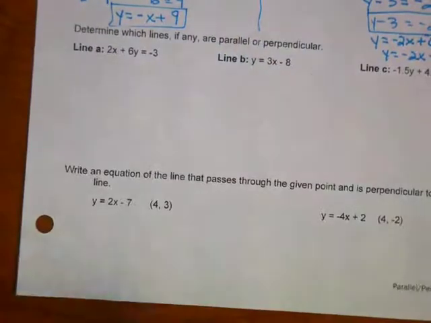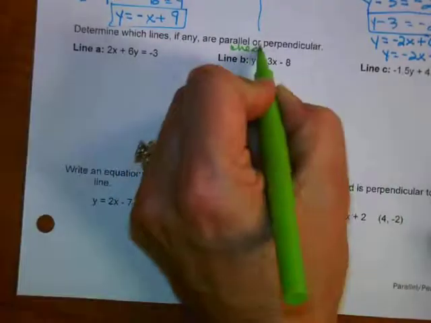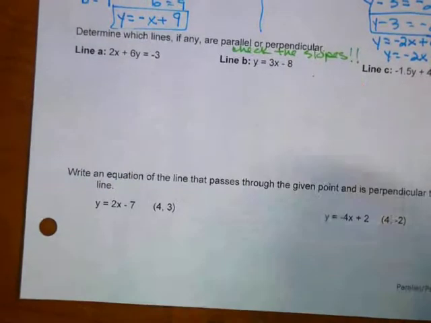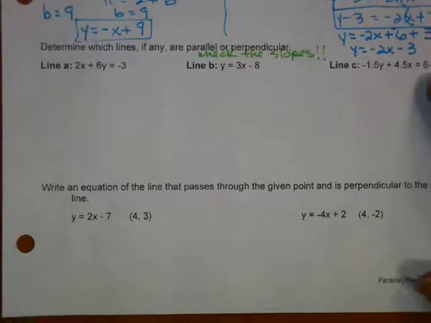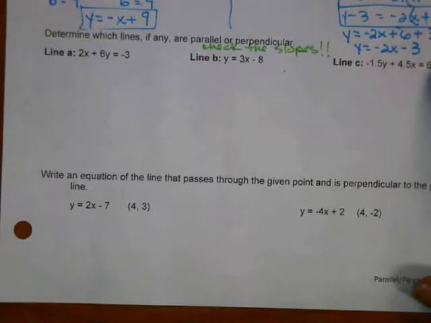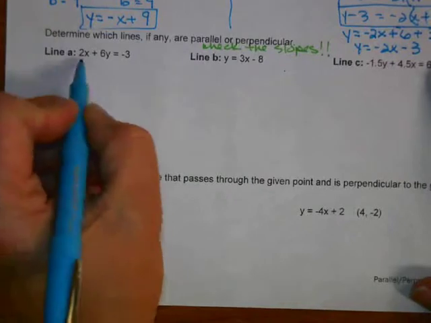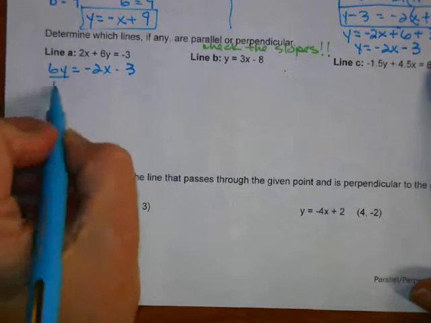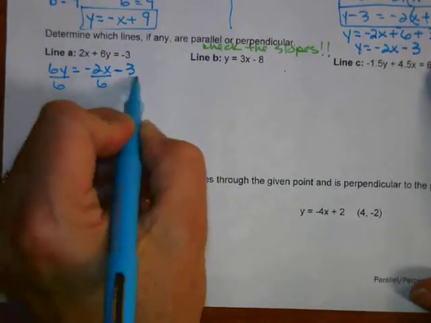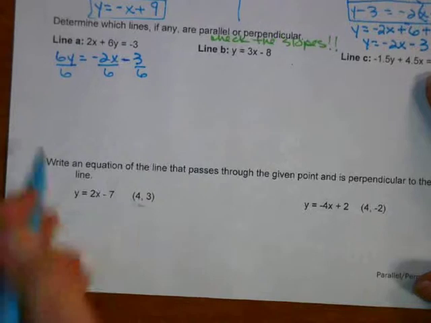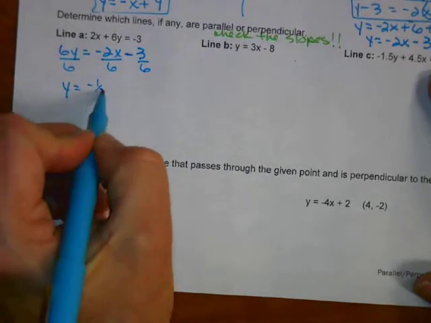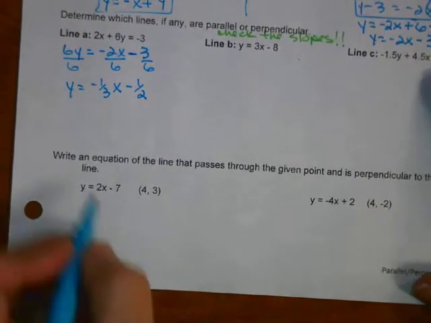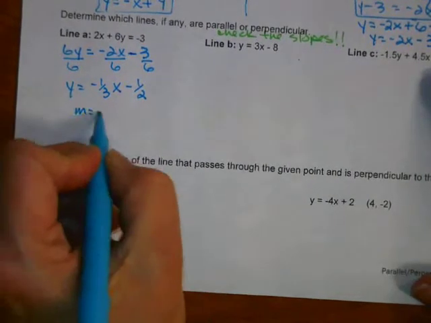All right, determine which lines, if any, are parallel or perpendicular. So what you have to do here is check the slopes of each line. So for here, I'm probably going to put it into y equals mx plus b just to check the slope. I'm going to subtract 2x from both sides. Divide by 6. y equals negative 1/3 x minus 1/2. So what's the slope here? Yeah, m equals negative 1/3.